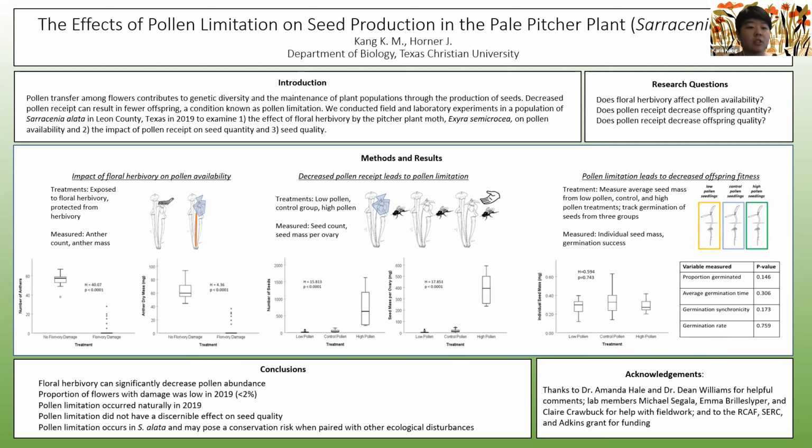So in conclusion, pollen limitation occurs in Sarracenia alata, and it may pose a conservation risk when paired with other ecological disturbances.